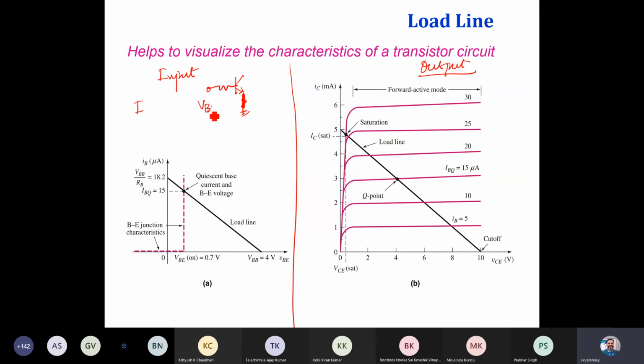So it's a simple circuit, whatever you have drawn, without RE, sorry. And this is your VBB, plus VCC, RC, RB. For this one, IB is VBB over RB minus VBE on over RB. So these two extreme points can be found. The maximum base current would be simply VBB over RB, and on the x-axis it is VBE, which is connected, for example, 4 volt.